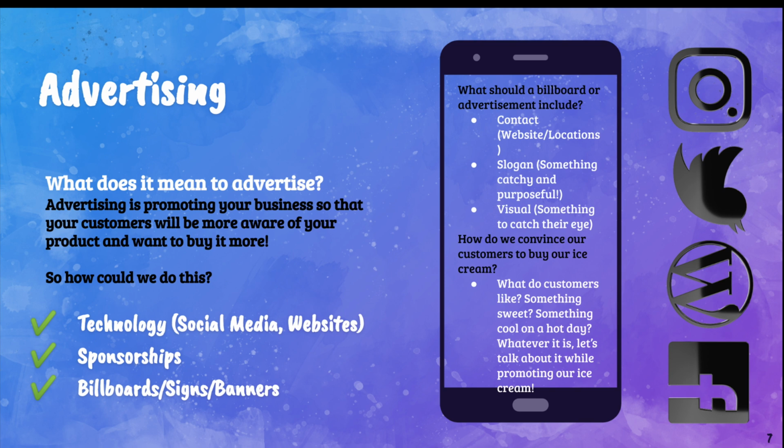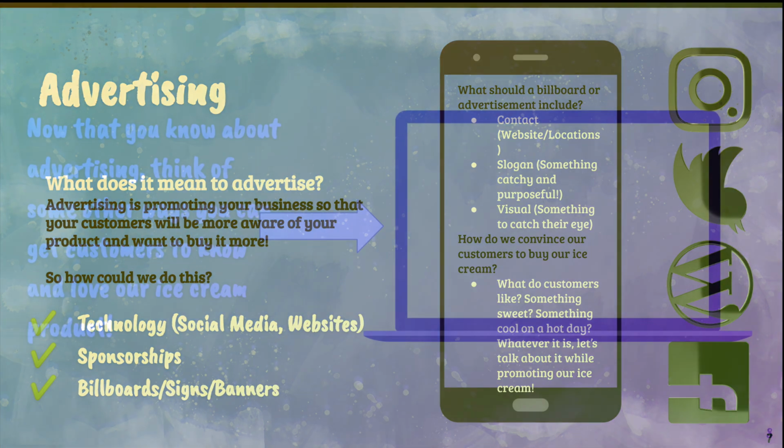But what should these signs and flyers say? The main things to include are how to contact your company or find your stores, along with a slogan that makes your company memorable, and a nice visual to make sure your customers are interested. So how do we convince our customers to buy our ice cream? Well, what do our customers like? Do they like something sweet, something savory, something cool on a hot day? Whatever it is, you can talk about it in your advertisements.